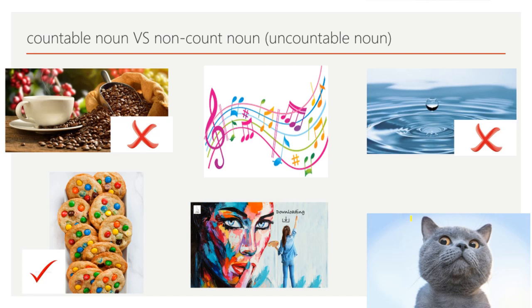For music and art, what do you think? Both music and art are uncountable. And the last one, cat. Can you count cat? Yes. So you can say, I have 3 cats at home.